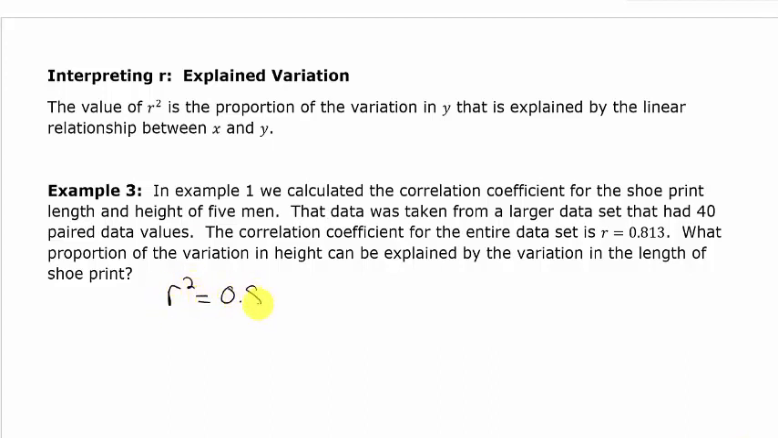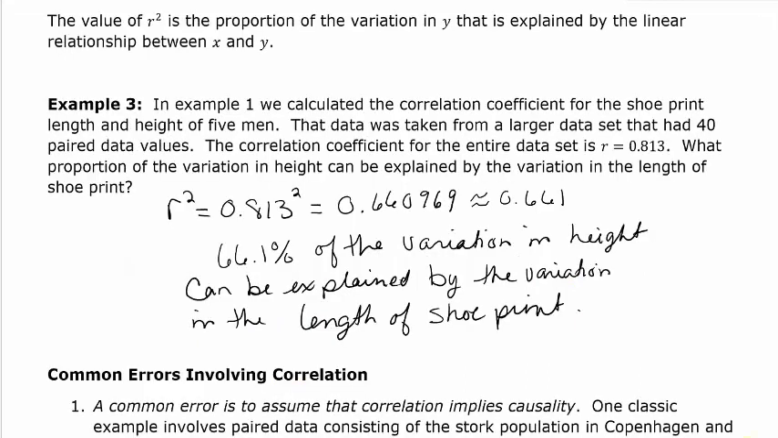So we want to take 0.813 and square it. That gives us 0.660969, not rounding it at all. If I want to round that to 3 decimal places, that would be 0.661, and converting that to a percent, it would be 66.1%. So this 66.1% means that 66.1% of the variation in height can be explained by the variation in the length of shoe print.